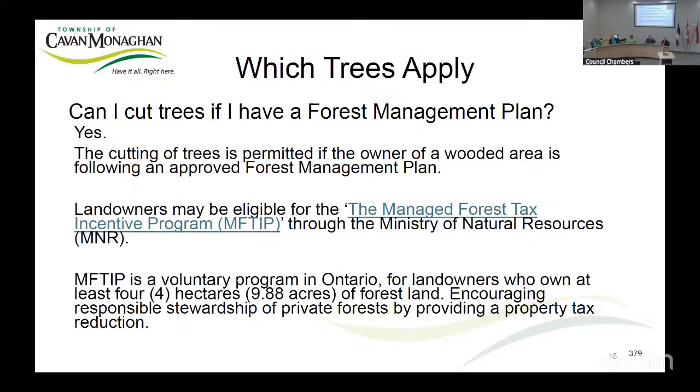So basically, if you have forested area, you register that with the province, you get a forester out, they do all the paperwork for you, is my understanding. They submit it and you get a tax break as long as you work by the managed forest plan, then you get that reduction and it goes to saving the forest, something the province is looking to be doing.